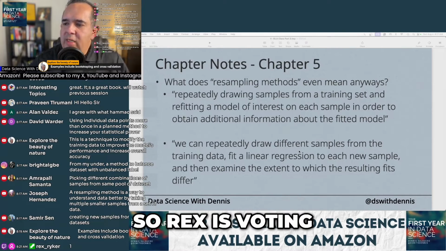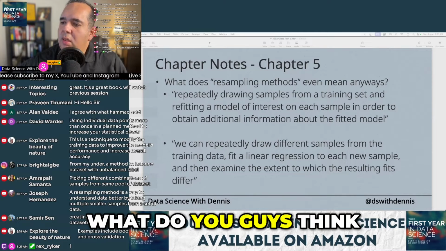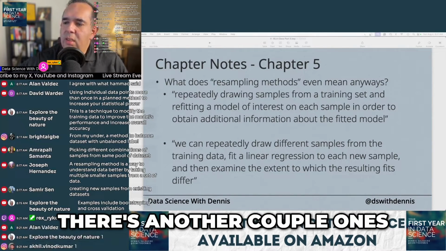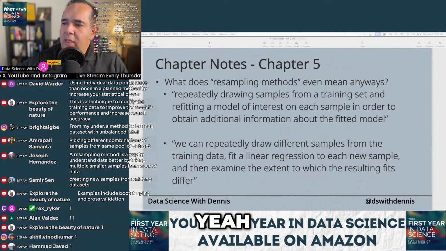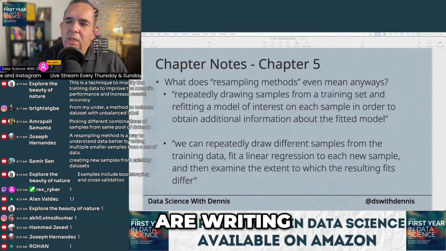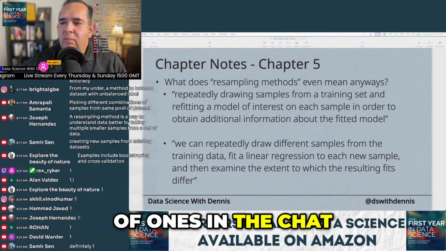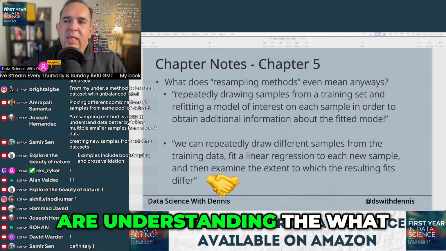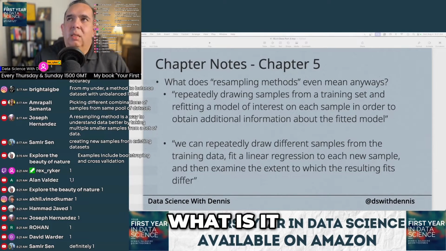All right, so Rex is voting with the 1. He thinks that we're pretty closely aligned with the authors. What do you guys think? Anybody else? All right, there's another couple 1s. Okay, yeah. So I think that we're in general alignment with what the authors are writing. I'm seeing a lot of 1s in the chat, and I think you're right. I think that we are understanding the what of resampling. Like, what is it, right?